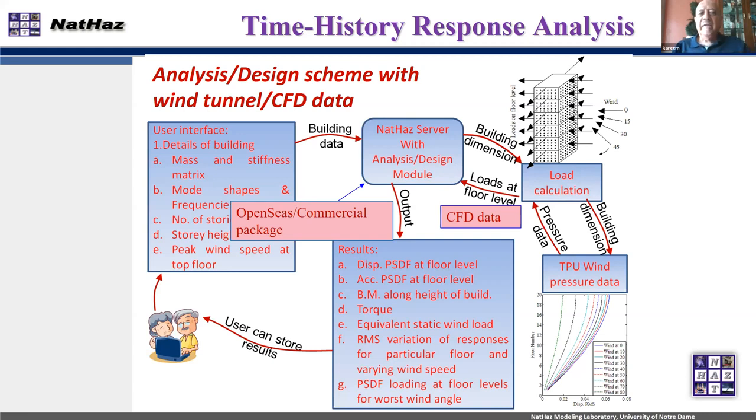So on the left-hand side, you see a lot of building properties. They can come from OpenSees or any other commercial package. And then the database is pulled out from, we are basically using TPU wind data or NHERI data. And then we combine them together in the server where the analysis is done.